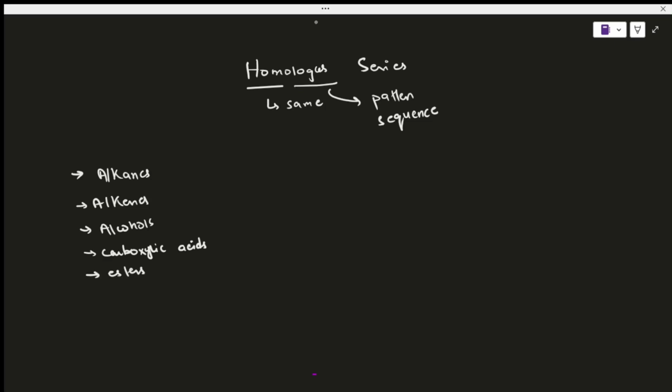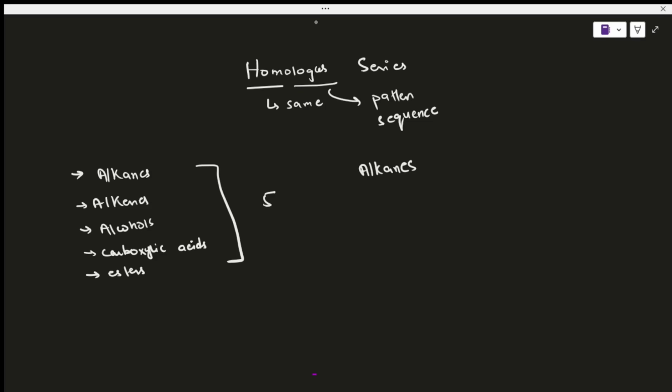Now you see all of these. There are a total of 5 of them, and the idea is these are individual homologous series. So for example, if I take an example for alkene, alkene in itself is a complete homologous series. Alkene is another homologous series. Alcohols is another homologous series. Carboxylic acid is a different one. Esters is a different one. The idea is within these homologous series. So let me explain it this way.